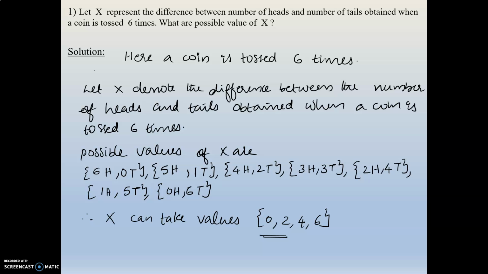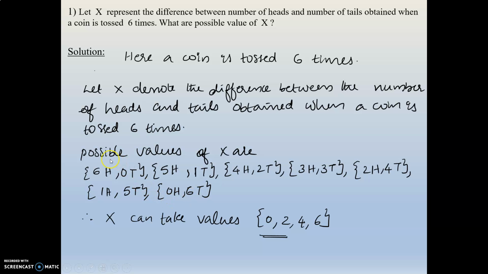So the possibilities: if you are equally taking 3 heads and 3 tails, 4 heads and 2 tails, so I can write this as 6 heads or 0 tails, 5 heads 1 tail, 4 heads 2 tails, 3 heads 3 tails, 2 heads 4 tails, 1 head 5 tails, 0 heads and 6 tails. These are the possible outcomes.